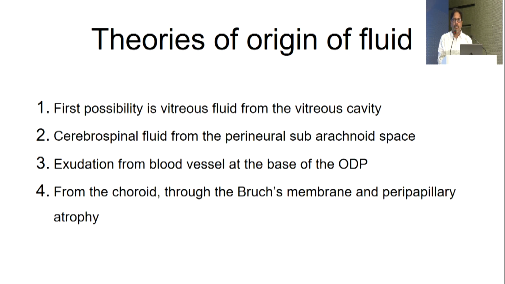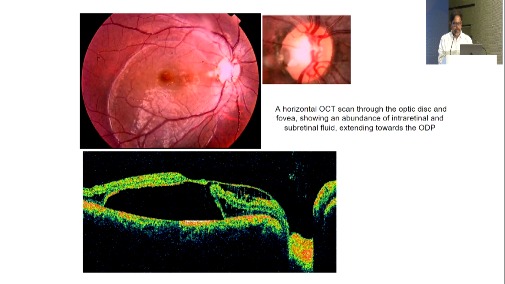Where this fluid comes from, and how it enters the subretinal or intraretinal space, is again a question. But the most accepted theory is that because of the defect in the optic disc and lamina cribrosa, the vitreous or schitic fluid enters through the pit into the intraretinal and subretinal spaces. So you can see, unlike CSR, you see intraretinal schisis or fluid accumulation in the intraretinal space apart from the subretinal space also.